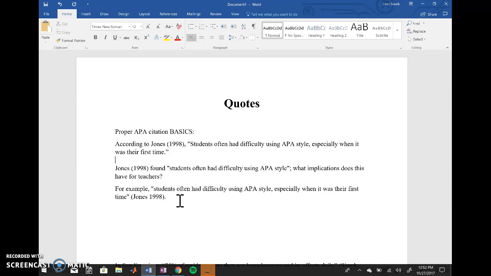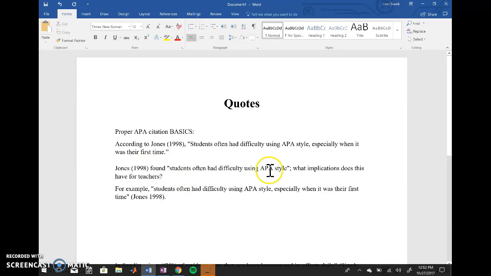So ultimately, you have pretty much three basic options to choose from. You can start off with your author, as this first example did, saying according to the author and the year that was published, then put your quote in. Or you can just go right into saying, Jones, and then the year that the article was written, found students often had difficulty using APA style.